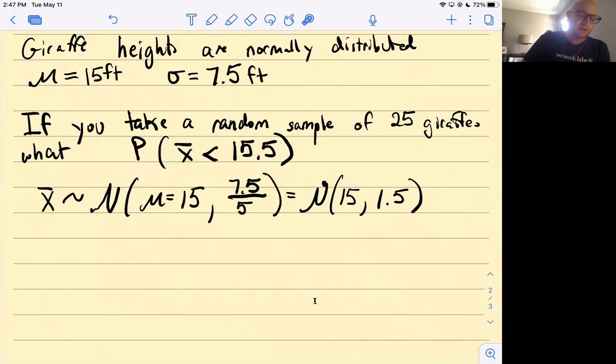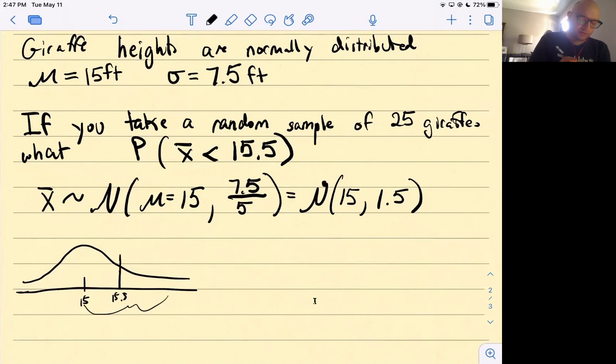Okay, so now we've got to find the z-score corresponding to this value. And I like to draw a picture here. I'll draw a picture roughly around here. So here's 15, the middle. Here's 15.5. This is kind of what I want, 15.5. But I know that most of the data is roughly 1.5 away, so I don't have to fully draw that. This is sigma. I can write sigma equals 1.5. We're going to find the probability of this region.